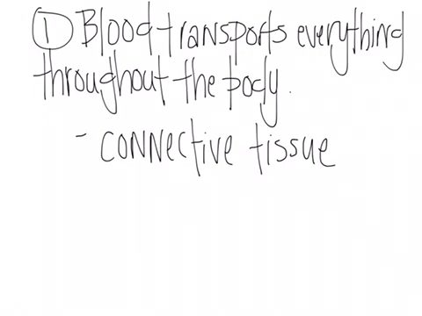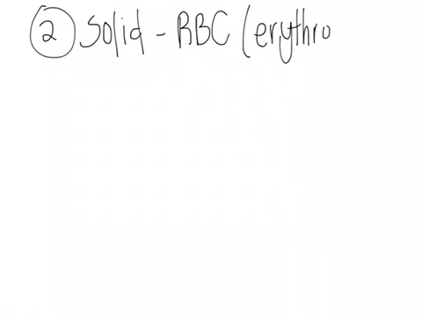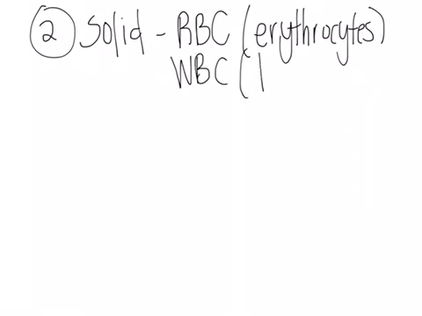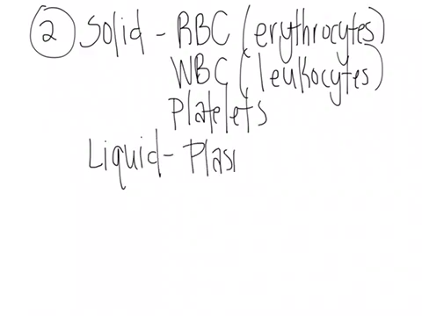Question 2 says blood is made up of solid and liquid components. What are the solid and what are the liquids? Our solid components are our red blood cells, or if we want to get fancy, erythrocytes, our white blood cells, or leukocytes, and our platelets. Those are our 3 solid components, and then we have 1 liquid component, and that is the plasma.